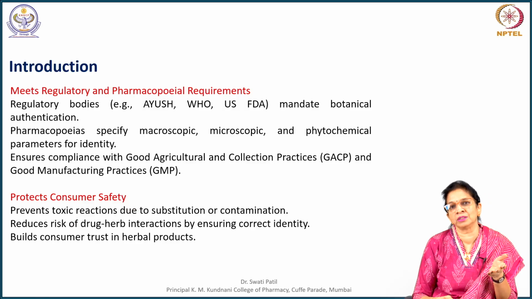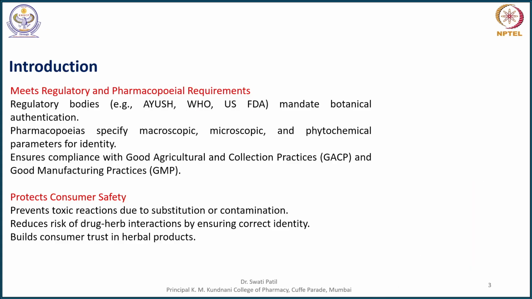A simple example is of dill. Dill apiole is a toxic constituent which is present in Indian dill, and the European dill, which is Anethum graveolens, has less amount of dill apiole. So, identifying whether it is Anethum graveolens or Anethum sowa becomes very important to recognize the toxic constituent present. This reduces the risk of drug herb interaction by ensuring correct identity of the herb. It builds consumer trust in herbal products.